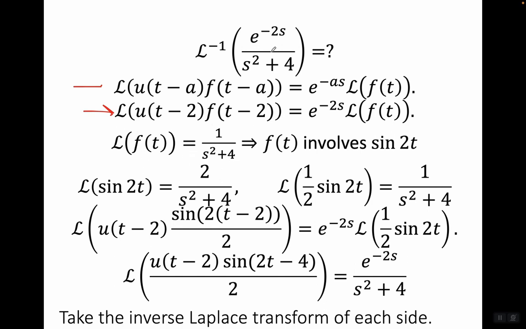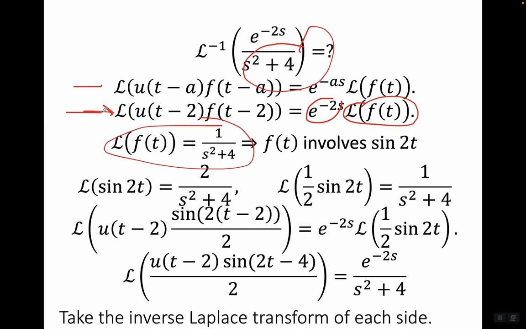Again, we can see that we have e to the negative 2s times the Laplace transform of f of t, and the Laplace transform of f of t is going to be 1 over s squared plus 4. Notice that means f of t is going to involve sine 2t, based on what we've seen on the Laplace transform sheet. The Laplace transform of sine 2t is not 1 over s squared plus 4, it's 2 over s squared plus 4. So the Laplace transform of a half sine 2t is going to be 1 over s squared plus 4.